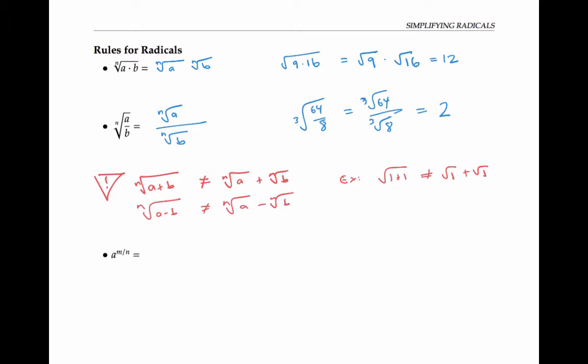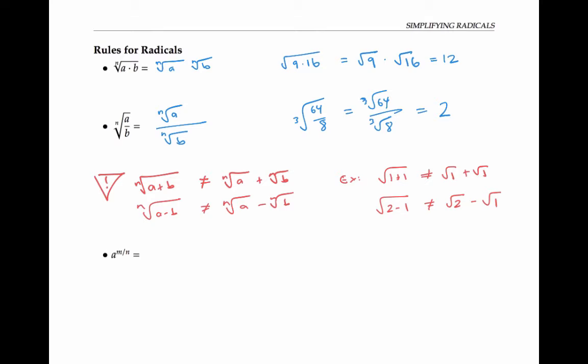The second expression, to show that that fails, I don't think it'll work to use the square root of 1 minus 1. It'll actually hold in that case, but I can show it's false by using, say, the square root of 2 minus 1, which does not equal the square root of 2 minus the square root of 1.